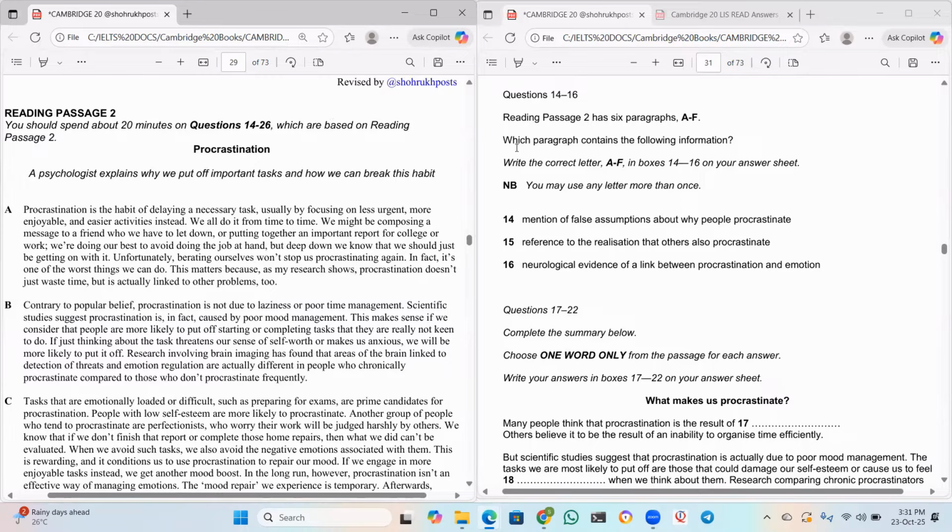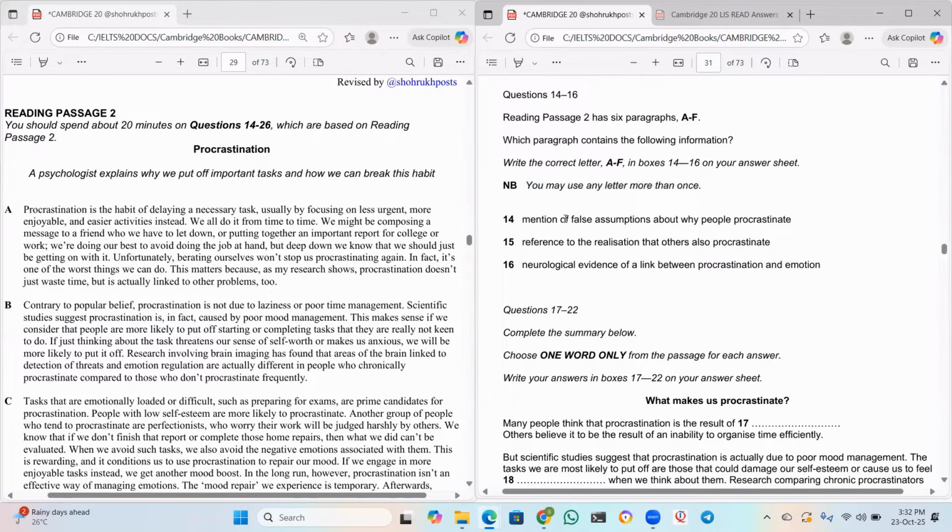The first set of questions: which paragraph contains the following information? You have to match in which paragraph we have this sentence. And you have a hint: you may use any letter more than once. It means some letter is going to repeat itself. There are only three questions, but within those three, some option is going to repeat itself. That's what we need to understand.